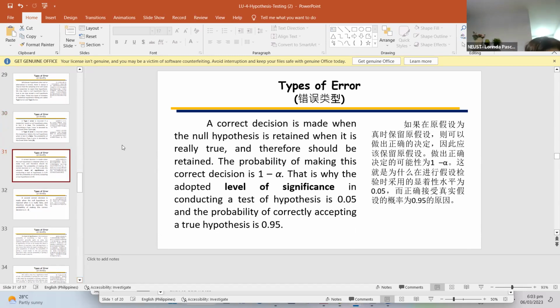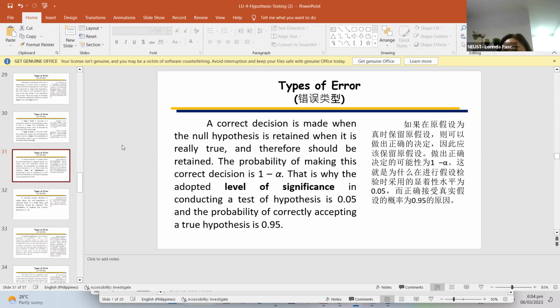So, wala pa pala. Doon pala sa bandang huli yun. So, ituloy natin. So, a correct decision is made. Siyempre, kung yung null hypothesis ay ni-retain mo, kung dapat naman talaga siyang i-retain. So, it is true and therefore should be retained. So, the probability of making this correct decision is 1 minus alpha. So, that is why the adopted level of significance in conducting a test of hypothesis is 0.05 and the probability of correctly accepting a true hypothesis is 0.95. Yun yung ibig sabihin nun.